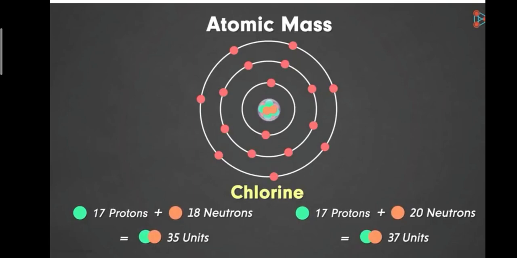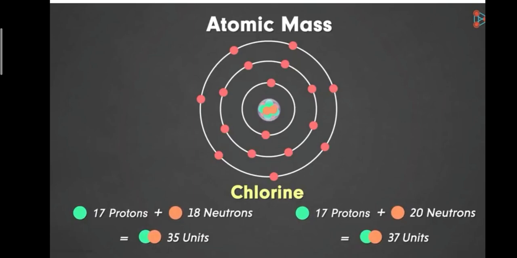So chlorine has atomic mass number 35 and also 37. There are such elements present in our surroundings or the periodic table which have different atomic mass numbers, and there can be more than one, 2 or 3 atomic mass numbers. Such elements are called isotopes. It will come later on. Right now, you only concentrate on atomic mass.